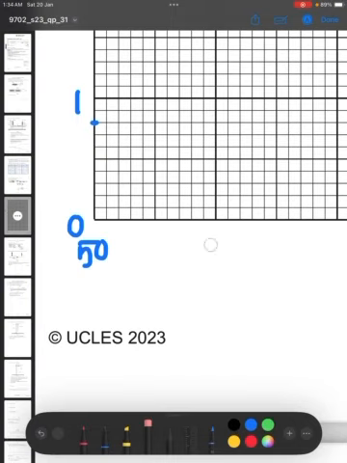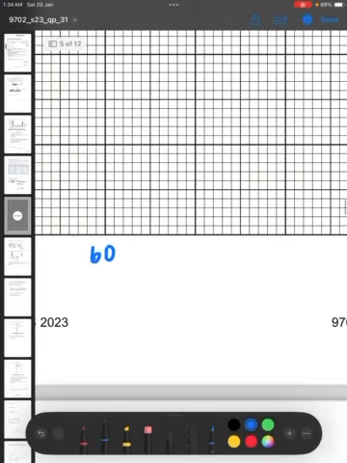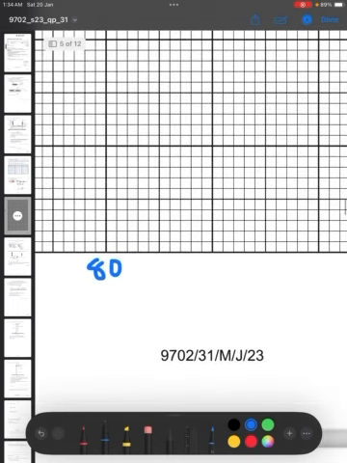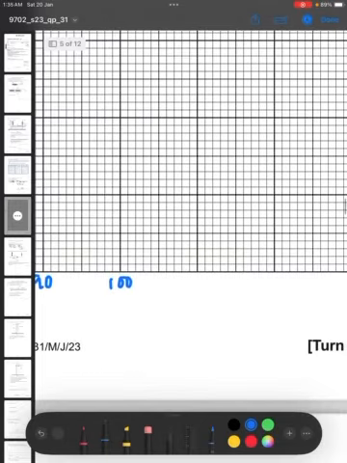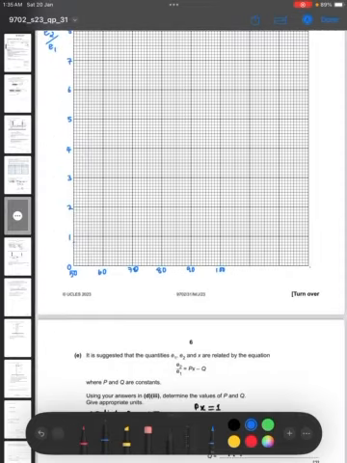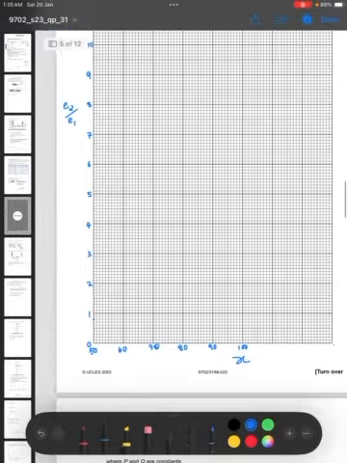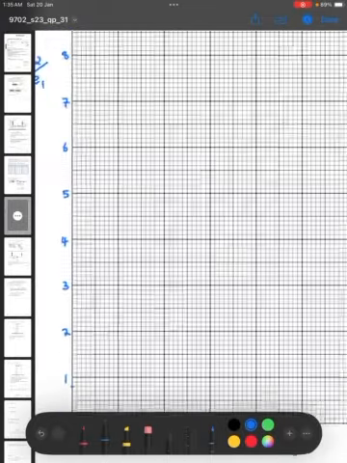So using 10, this becomes 60, this becomes 70, this becomes 80, 90, 100. I think that is it. Don't need to label everything. And remember, this is the x-axis. Okay. Then we continue now.